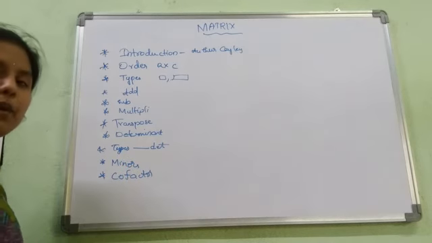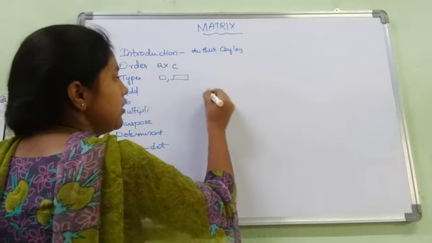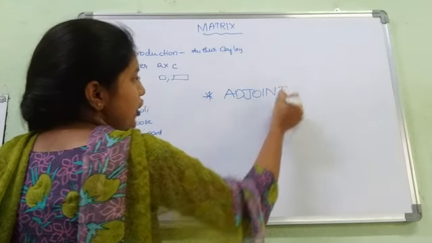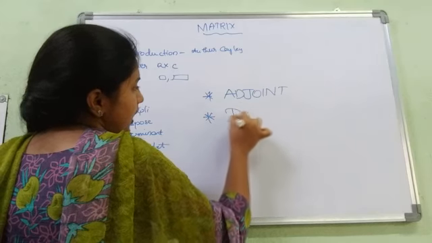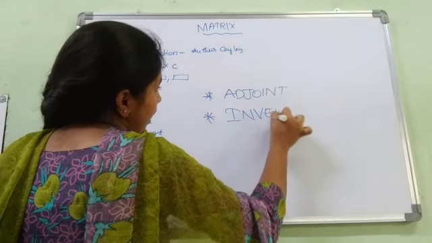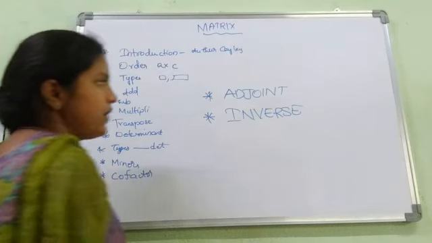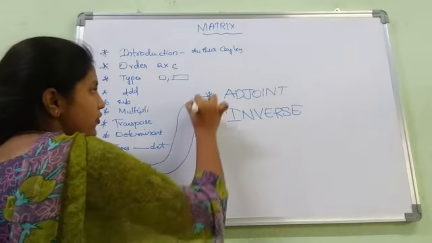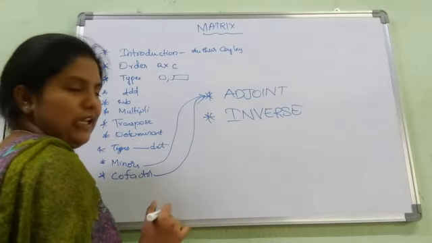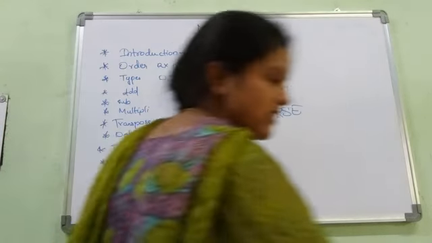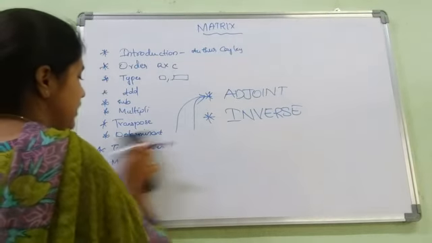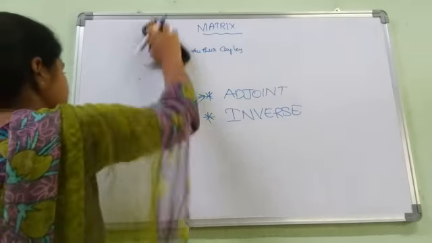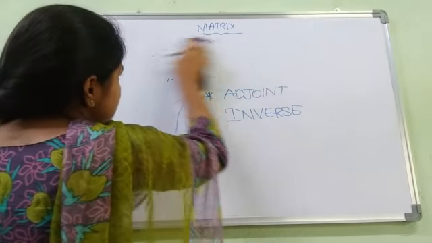So today I'm going to teach about adjoint and inverse. These minors and cofactors are related to adjoint and inverse. So let's start. Take a book and pen, be seated in a calm room and listen to this. Then you will understand everything with a pleasant mind.